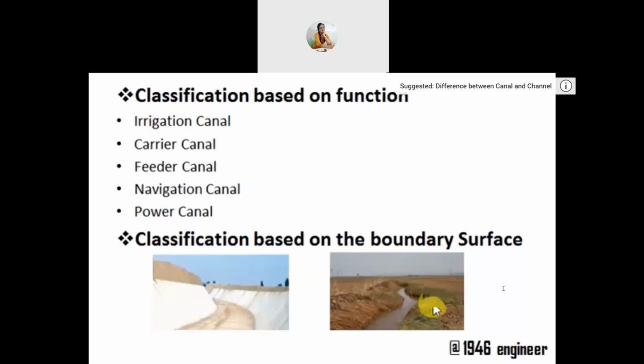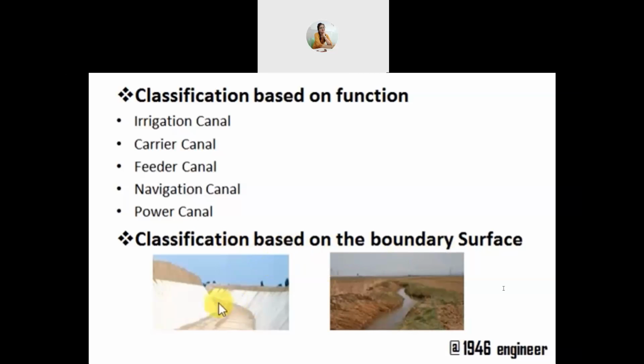And this non-rigid boundary canal is again classified into 2 types: alluvial canals and non-alluvial canals. In alluvial canals, you have silt as the boundary, whereas in non-alluvial canals, you have clay or soil, clay, sand, or rock strata. Such canals are called as non-alluvial canals.